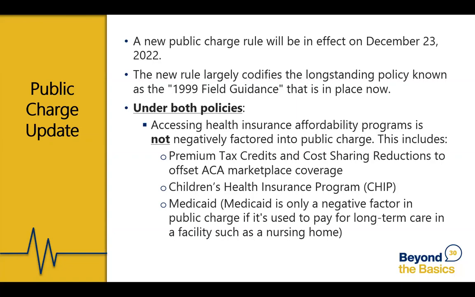Under both the 1999 field guidance and the new regulations, accessing health insurance affordability programs will not be considered a negative factor for purposes of the public charge assessment. The only exception there is institutionalization for long-term care. And programs that are not considered in the public charge assessment include any financial assistance obtained through the marketplace in conjunction with marketplace coverage, CHIP, and then Medicaid for any service other than long-term institutionalization. Next slide.